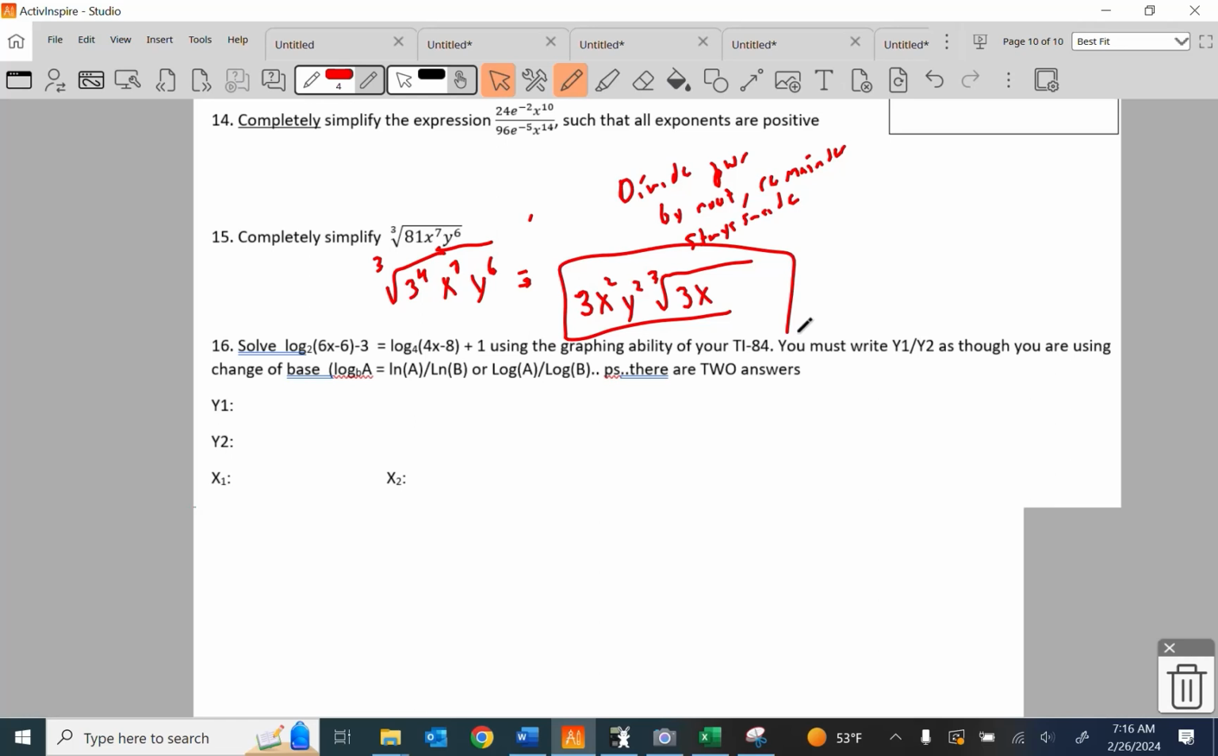And the last one, solve using the graphing ability of your TI-84. You must write y1, y2 as though you're using change of base. And I left change of base on there because half of y'all hadn't figured it out yet. I'm going to use the LNs. This is going to become the ln of 6x minus 6 over the ln of 2, and then take away a 3. This is going to become the ln of 4x minus 8, sitting over the ln of 4, and then plus a 1. And I'm going to go to y1, y2.